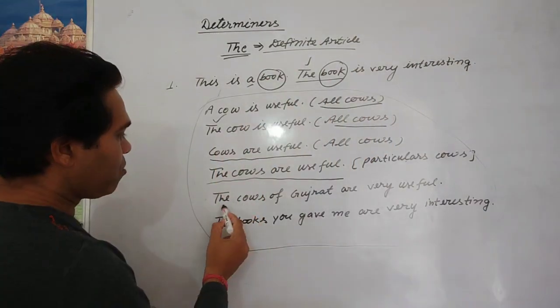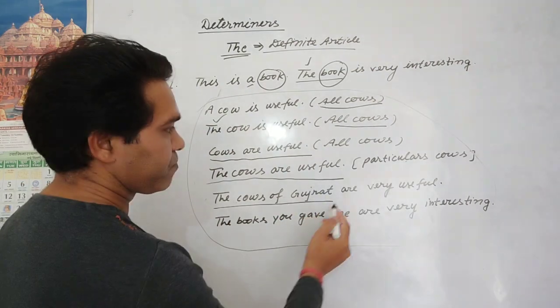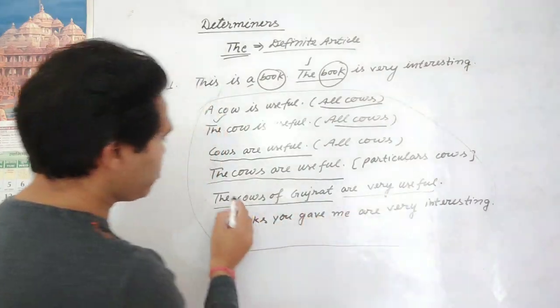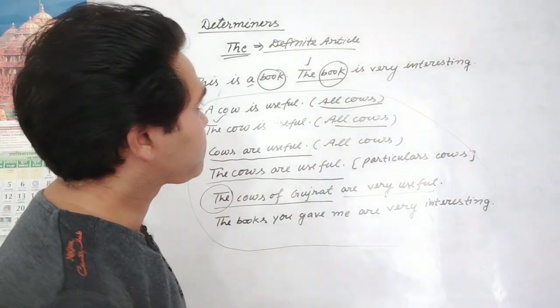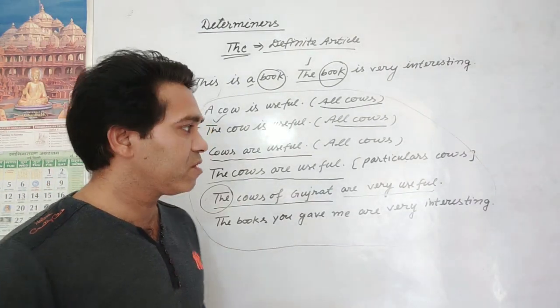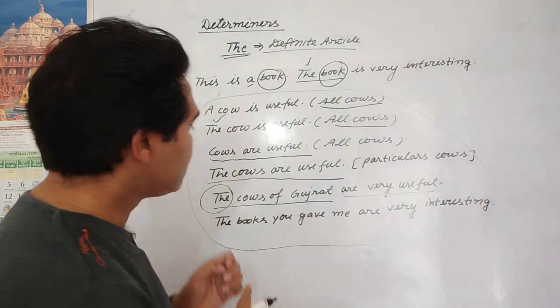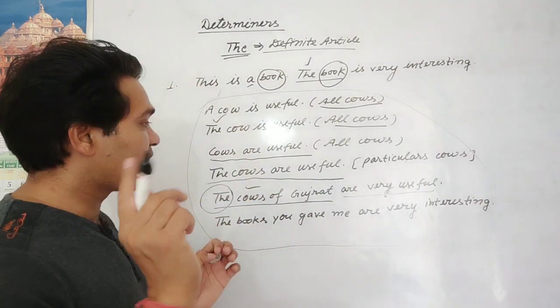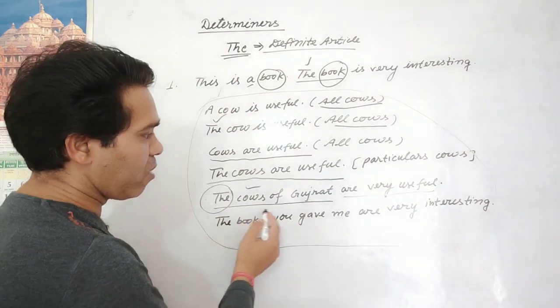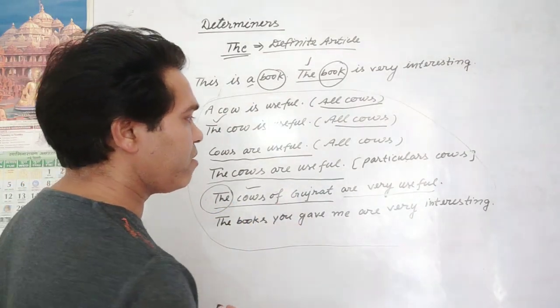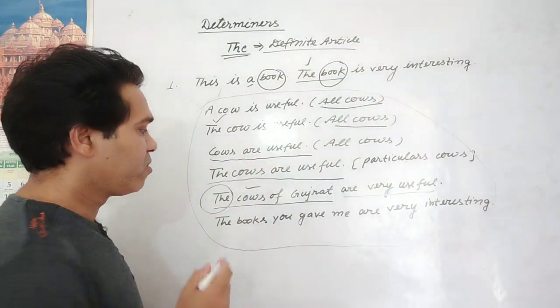Okay. Now, the cows of Gujarat are very useful, because we have used the. If we use the before plural countable nouns, then it means the cows, or anything, will be particular. As here, the cows of Gujarat are very useful means particular cows of Gujarat.